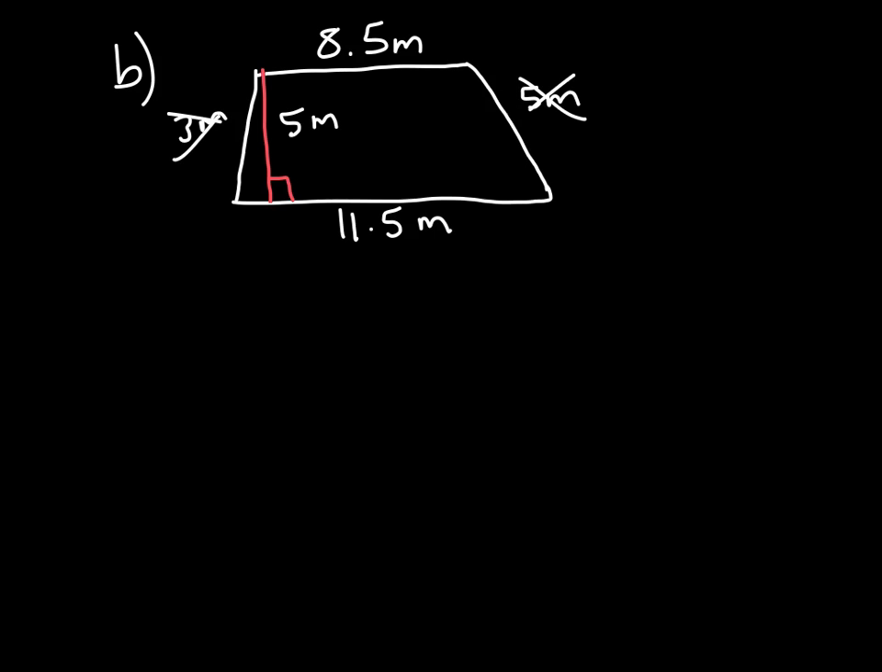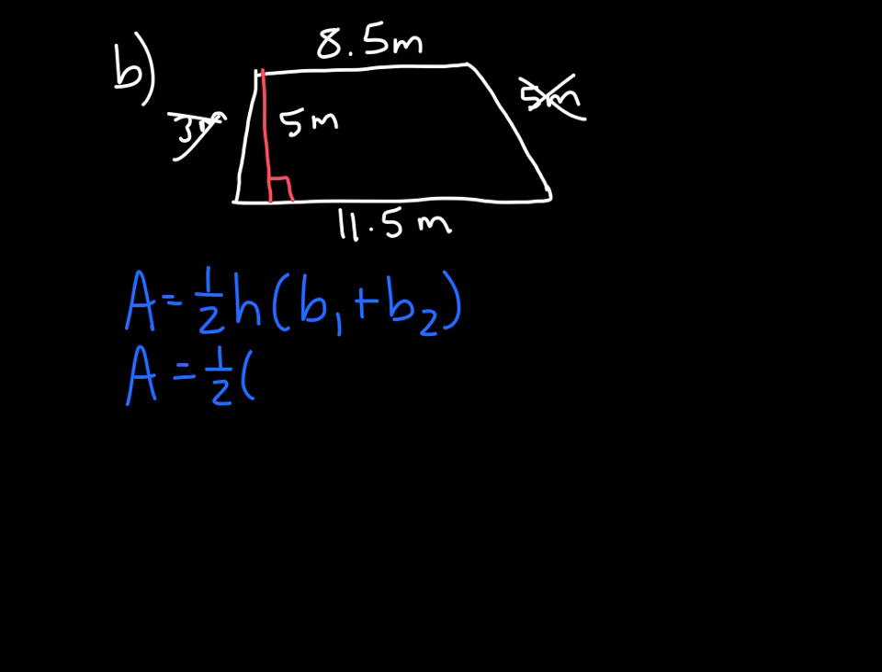So we start off with our A's. So you fill out your formula. The next thing is to plug them in. So to plug in our height, we just look at where's our height. It's the red one because it has the square indicating its 90-degree angle. So that means it's 5 meters. Our base 1, okay, so it's our top number up here. This is our base 1, so it's 8.5 meters. Plus our base 2, which happens to be down here, and it's 11.5 meters.